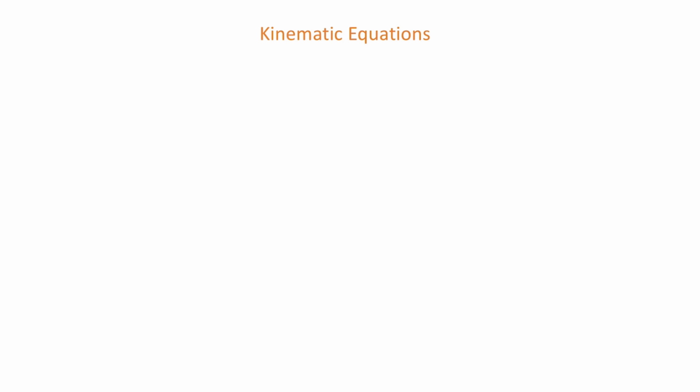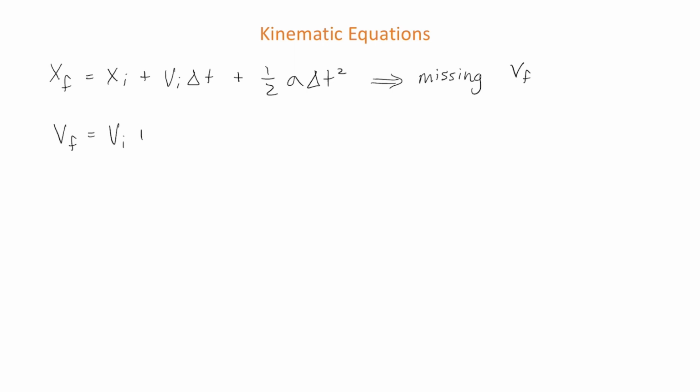In this video, I want to run through our kinematic equations and teach you when to use each equation. Let's start with our first kinematic equation, which says that xf is equal to xi plus vi delta t plus 1/2 a delta t squared. Now I want you to notice that this equation is missing vf, the object's final velocity. And what that means is you will use this equation when you are not given any information about the object's final velocity.